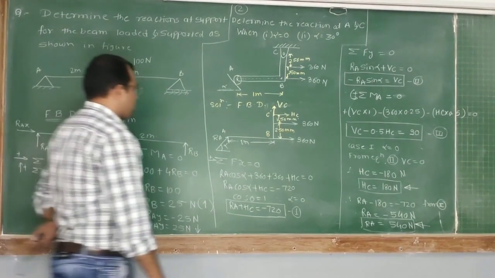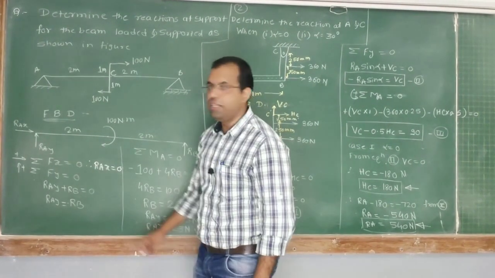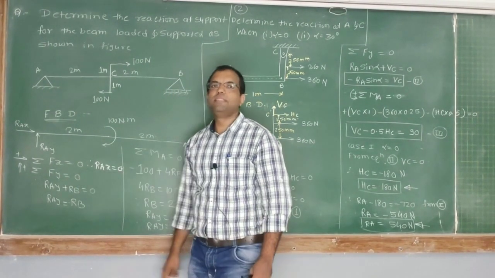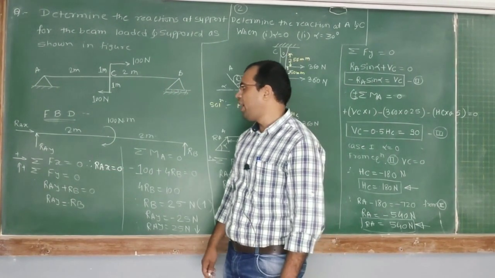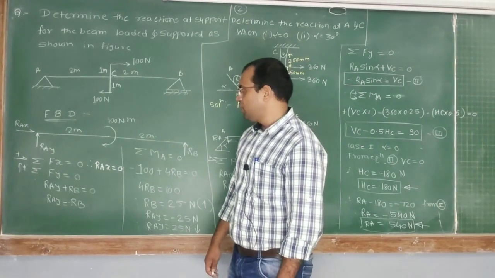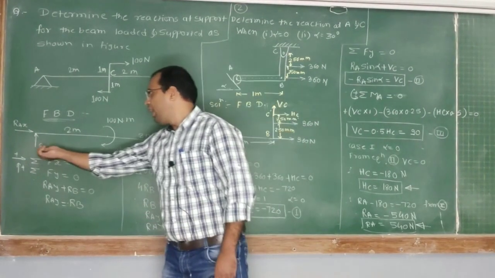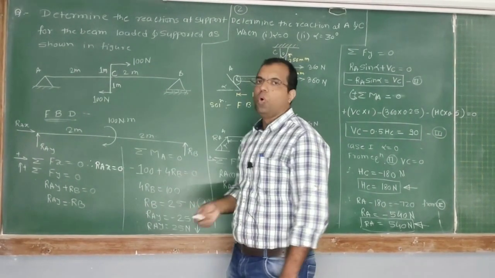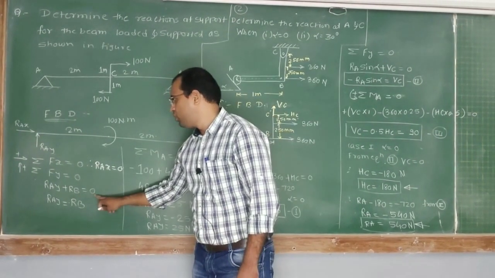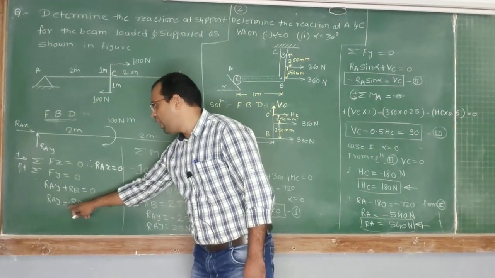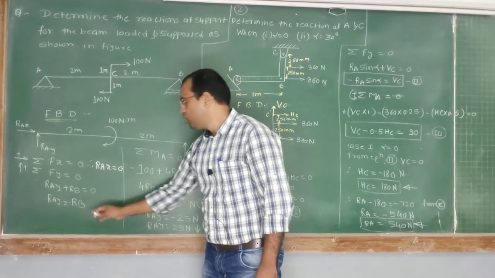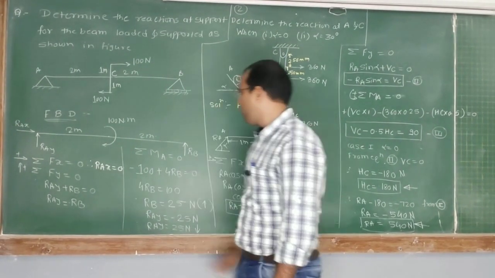Now if you use the second condition of equilibrium, what is second condition of equilibrium? Summation of Fy is equal to 0, means summation of all the forces in y direction is equal to 0. So what are the forces in y direction? RAY and RB, these are the only two forces in y direction. So RAY plus RB is equal to 0, therefore RAY is equal to minus RB if we take this RB on the right hand side. So let's say this is equation number 2.